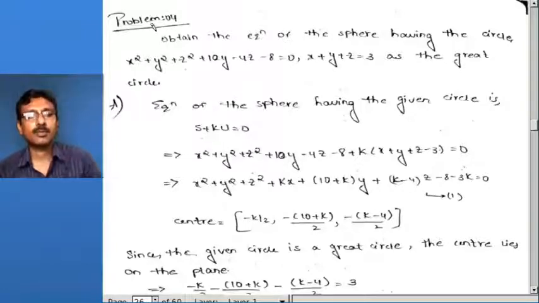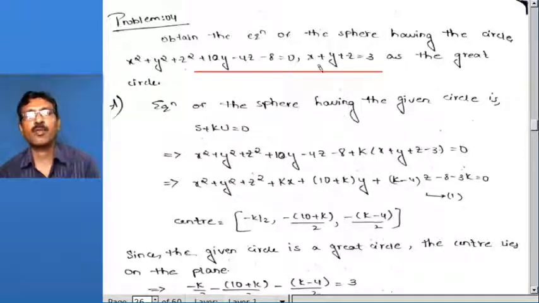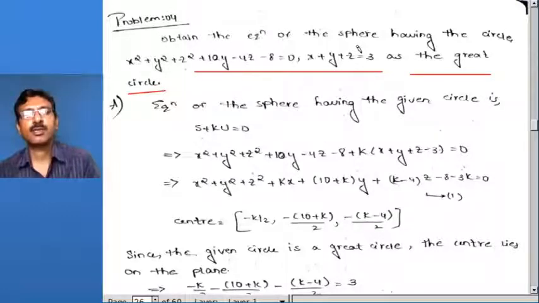Okay, here is an interesting problem. Obtain the equation of the sphere having the given circle, this is the equation of a circle, as a great circle. Here the question is, this circle should be a great circle to our required sphere.